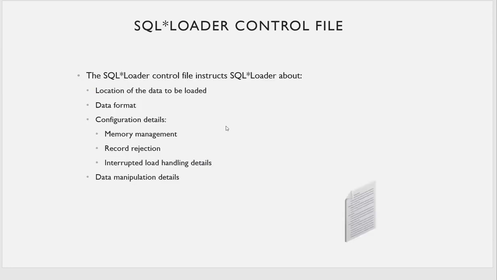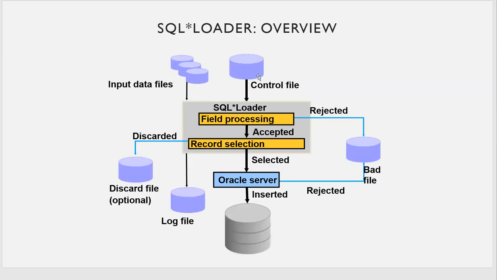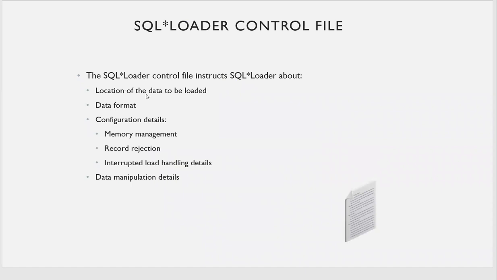So quickly, SQL Loader control files. I said control files. What do control files contain? They contain the location of the data to be loaded, where the data should be loaded, what format, what the delimiters are, and configuration details, all the rejection methods, everything. I'll show you how this control file works. But basically, control files hold the data location, the delimiters, what format the data is coming in, and some manipulation details.